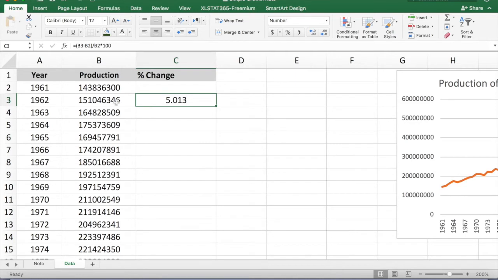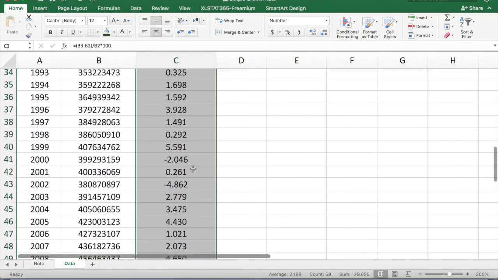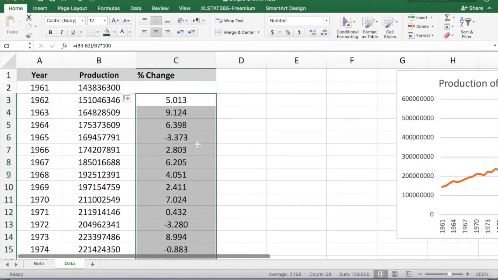So the production of rice in 1962 has increased 5%, or we can say that the production in 1962 has increased by 5% as compared to 1961. We can drag down until the end of the dataset to find the year-to-year changes in rice production.